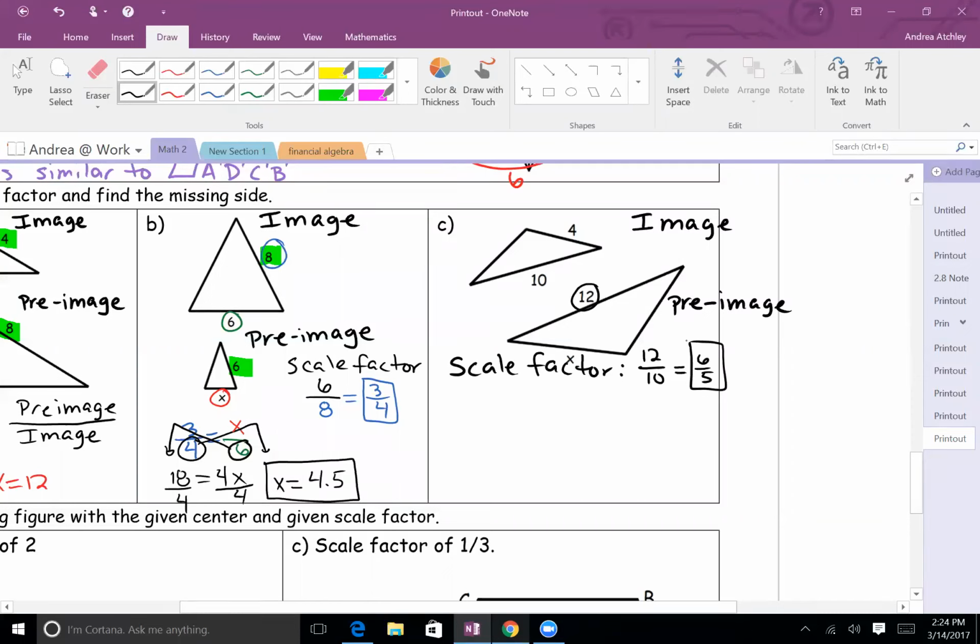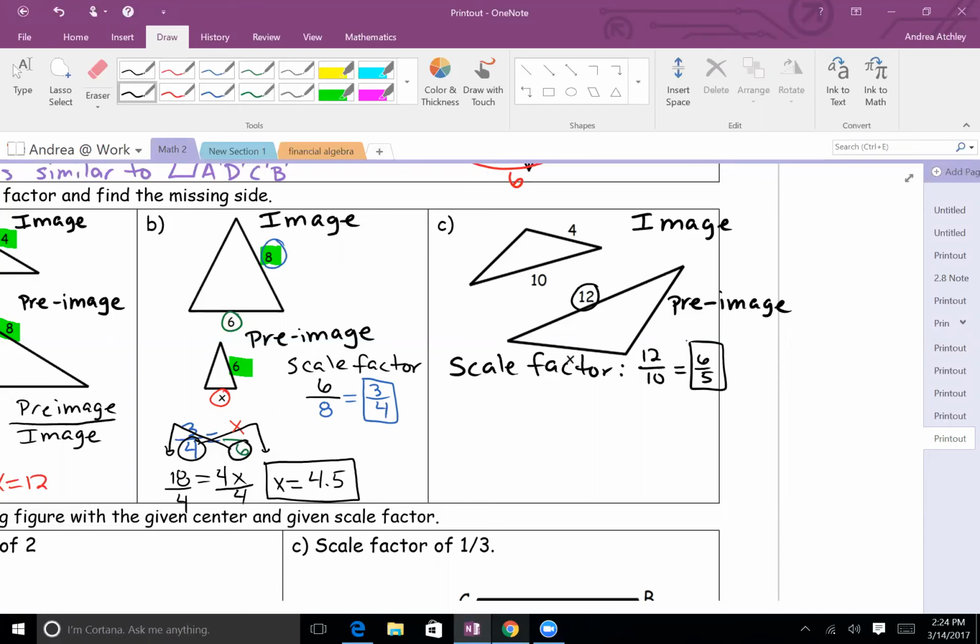You cannot have 5 over 6 and be right. That's incorrect. That is not the correct scale factor. Okay? You can, however, use 5 over 6 to solve it. And that's fine. I don't care how you solve to get x. But if I'm asking for the scale factor, you need to make sure you're putting it like this.